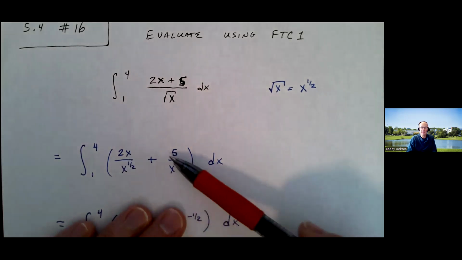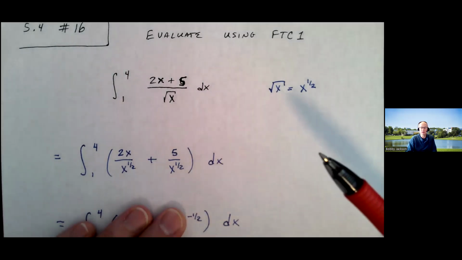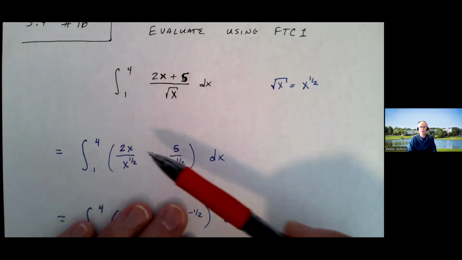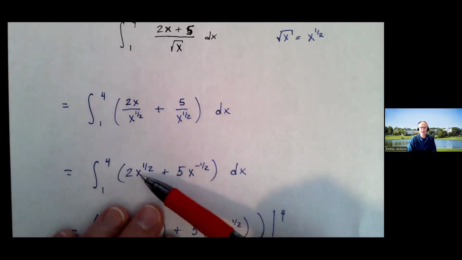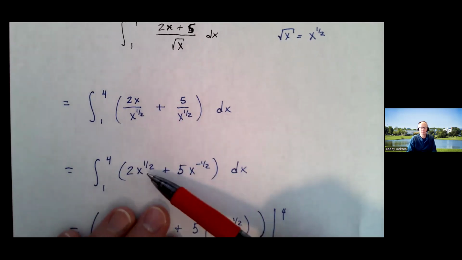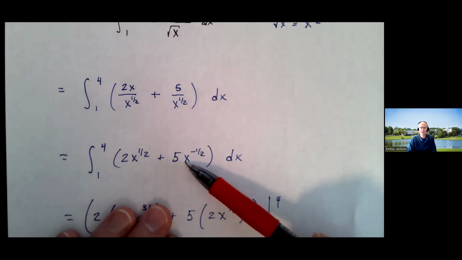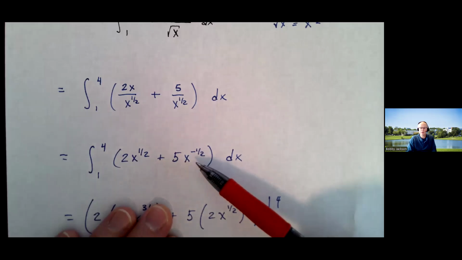Notice that I could add these two fractions together with this common denominator and get back to my original function that I'm integrating. Okay, simplify first now. X divided by x to the 1/2 is just x to the 1/2, right? Subtract the exponents there. And then 5 divided by x to the 1/2 is 5 times x to the negative 1/2. Now I can find my antiderivative and apply Fundamental Theorem of Calculus Part 1.